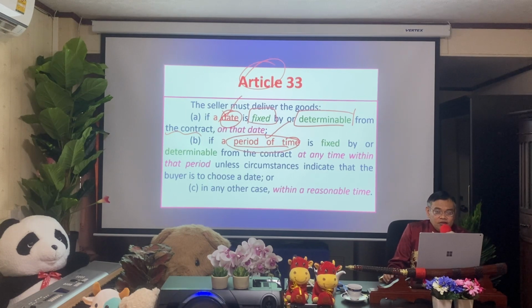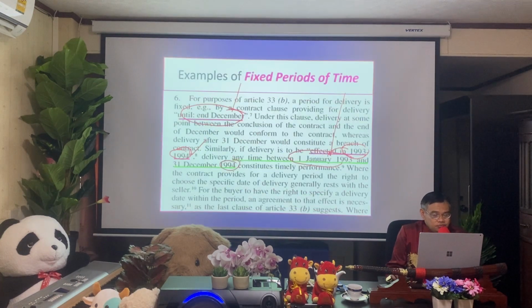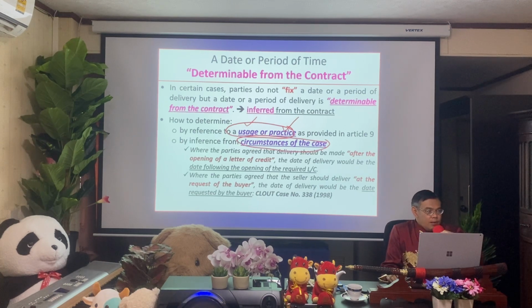When Article 33 says that it is determinable from the contract, that means it can be inferred from the contract. How can we make an inference from the contract? In some cases, it can be inferred from usage or practice. In some scenarios, the parties may have a usage or practice. Remember, usage and practice can also be part of the contract. Remember Article 9, which we discussed a while ago. And sometimes it can be inferred from the circumstances of the case. We have some examples here.